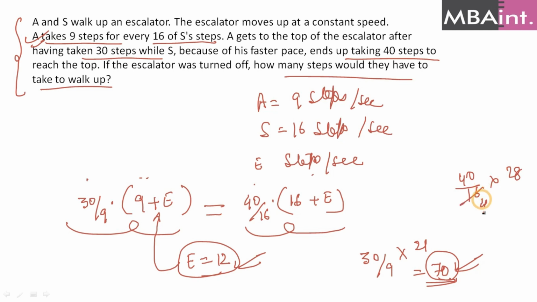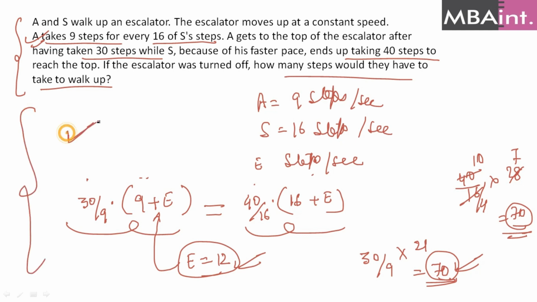So this is 4 times and this is 10 times, and you multiply this part, you're getting 7. So again 70 steps, right? I hope, guys, the fundamentals are a little clear now. If you have any difficulty in this question, comment below, I'll come back to you for sure.